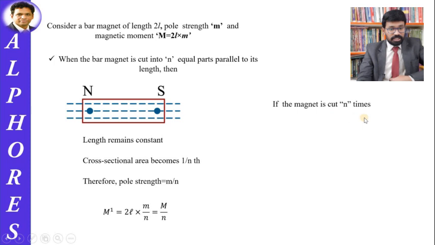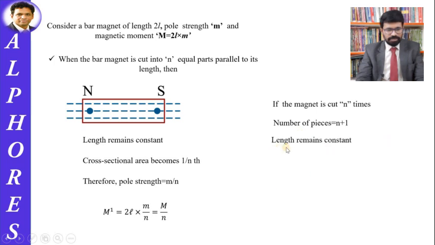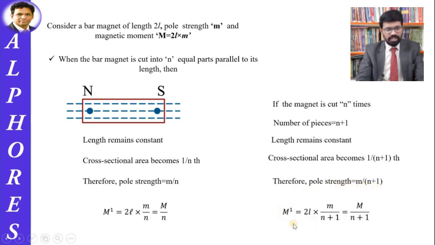If the magnet is cut n times, there will be n plus 1 pieces. If there are n plus 1 pieces, length remains constant. Cross-section area becomes 1 by n plus 1. Therefore, the pole strength is M by n plus 1. Final magnetic dipole moment of an individual piece will be 2L into M by n plus 1, or 2L into M is nothing but M, so M by n plus 1. So the magnetic dipole moment of an individual piece becomes 1 by n plus 1 of the initial magnetic dipole moment.